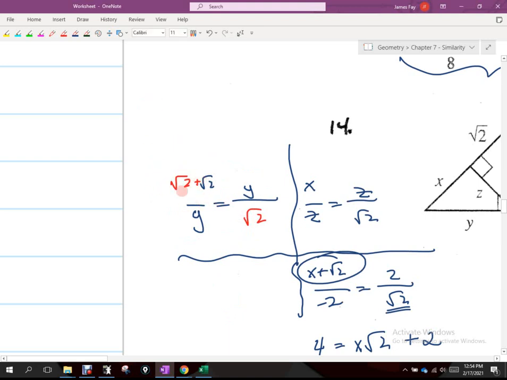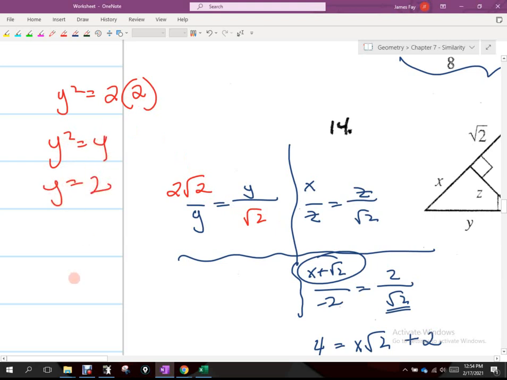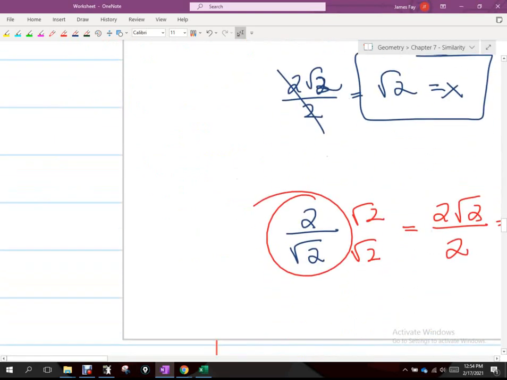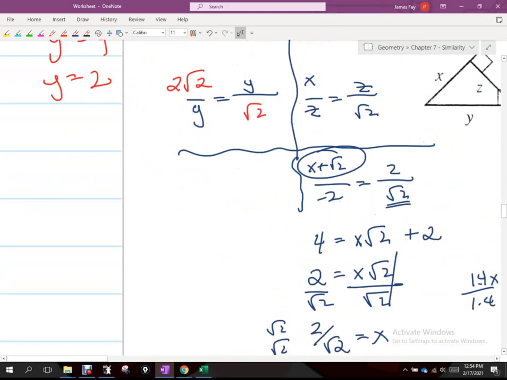So now, what's radical 2 plus radical 2? It's 2 radical 2s. If I cross multiply, then I get y squared equals 2 radical 2 times radical 2. Radical 2 times radical 2 is radical 4, which is just 2. So you get y squared is equal to 4, so what's y? 2. Where if I would have left that as the fraction of 2 over radical 2, we're probably doing all the math and then some that we did down here.